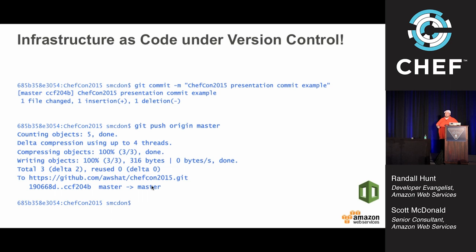We're building our servers as code. Let's use version control. It's very easy. So I'm going to do a git commit here, ChefConf 2015 presentation commit example. And then the next thing we do is git push origin master. Now all the code that I just modified would be synced up and up to date in my GitHub repo, which is available again at https://github.com/aws/chefcon2015.